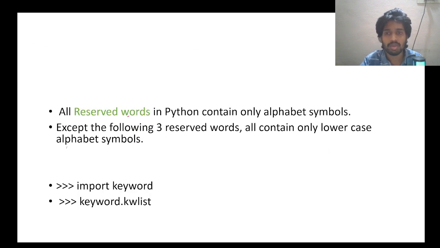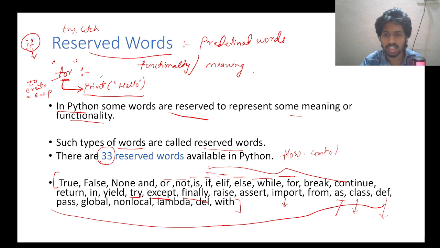All reserved words in Python contain only alphabet symbols. This is a point to be noted. If we look here, in any keyword we couldn't find any number. All these keywords are alphabets. We created these keywords only using alphabets. We haven't used any numbers. That's one point to be noted.